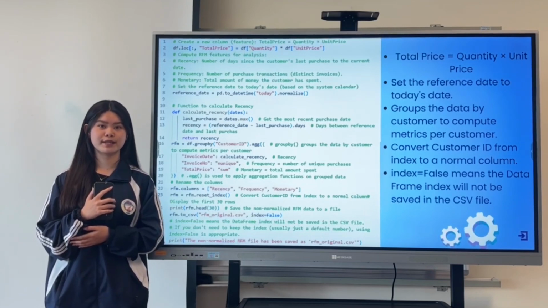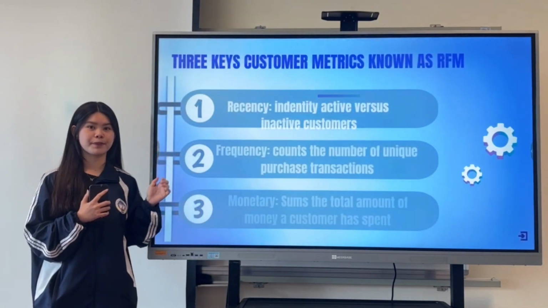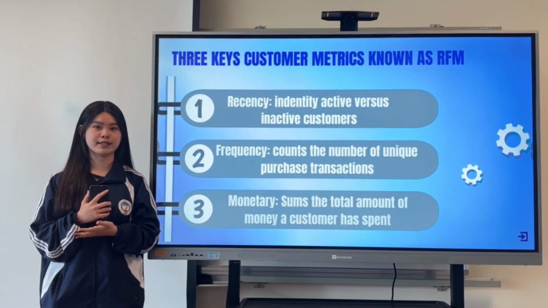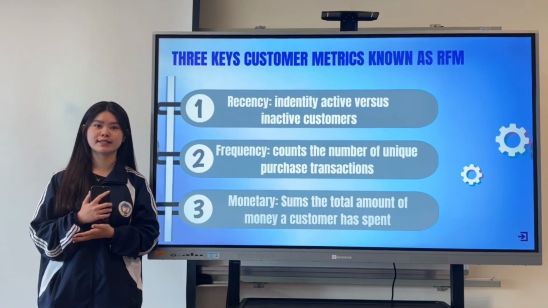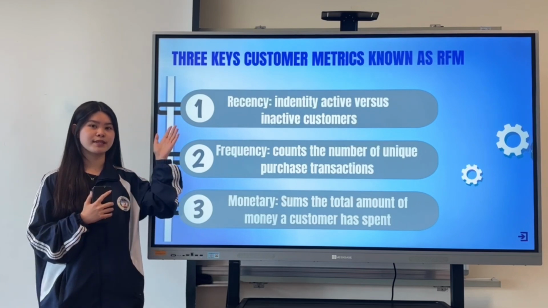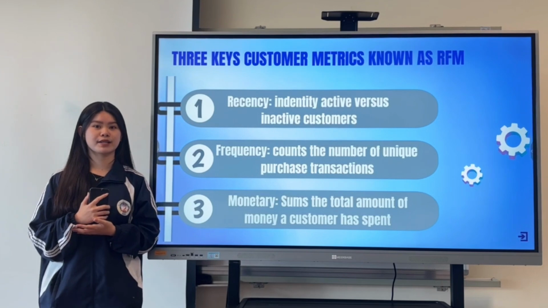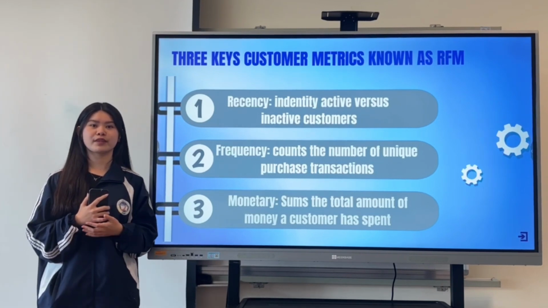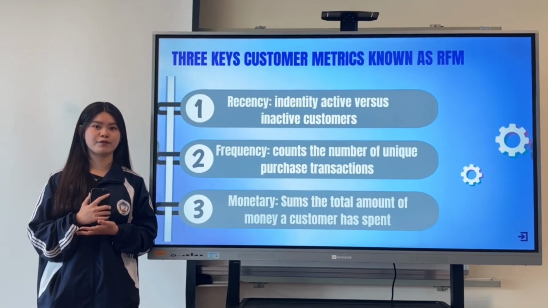We then compute 3 key customer metrics known as RFM: recency, frequency, and monetary. Recency measures how recently a customer made their last purchase by calculating the number of days since that purchase relative to a reference date, typically today. This helps identify active versus inactive customers. Frequency counts the number of unique purchase transactions, distinct invoices made by each customer, indicating how often they buy. Monetary sums the total amount of money a customer has spent across all their purchases, reflecting their overall value.